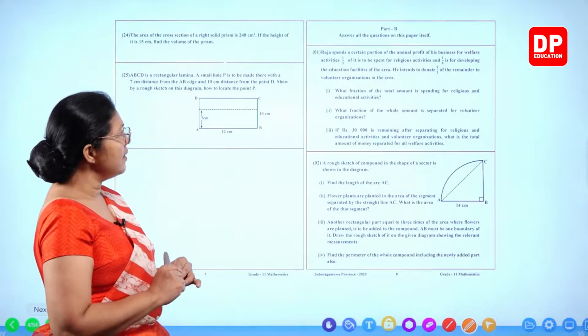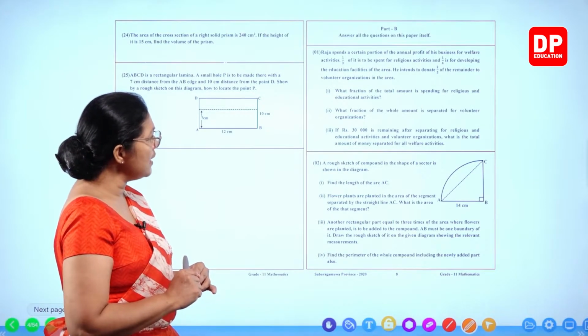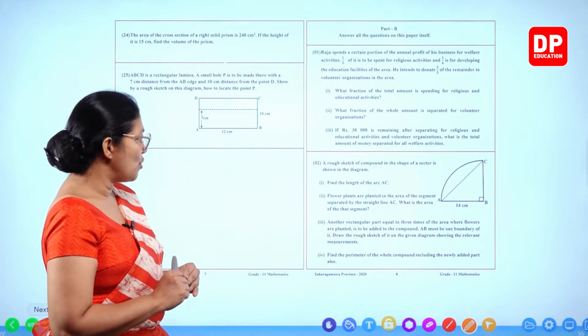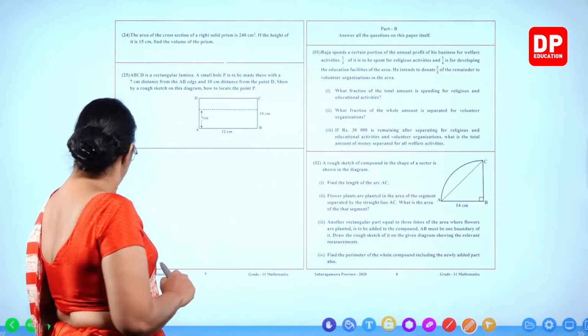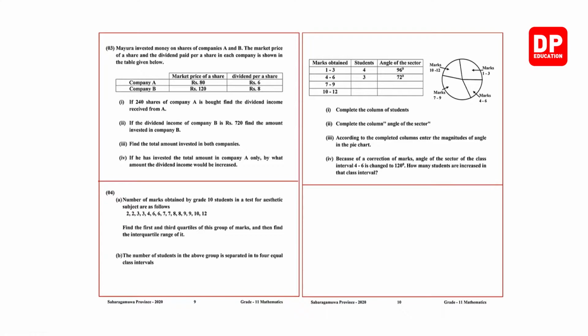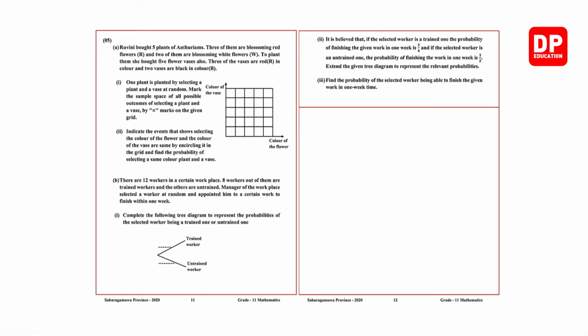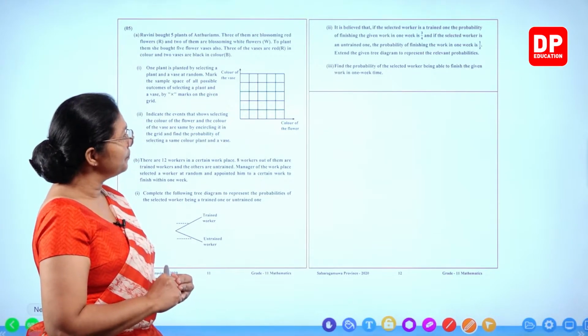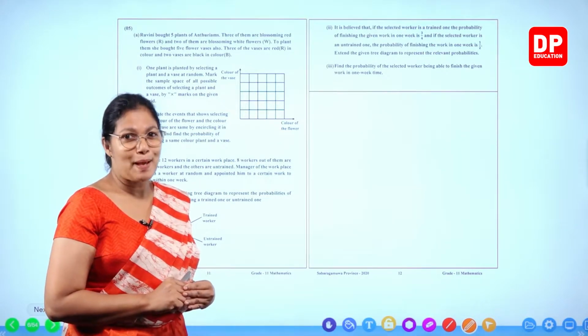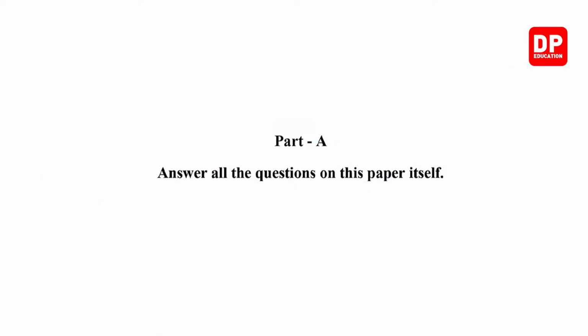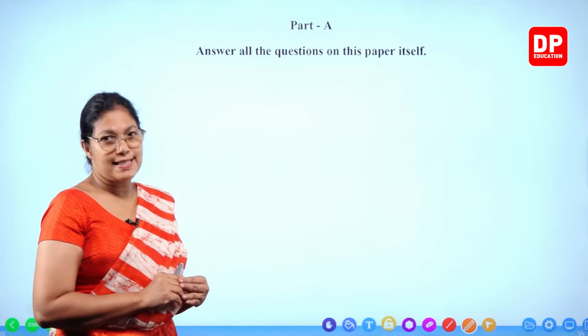Question number 1, it's about a fraction question. Then you get question number 2 about area. Then question number 3, 4. And then finally question number 5, that's a probability and statistics question. So let's do this paper now. Part A, answer all the questions on this paper itself.